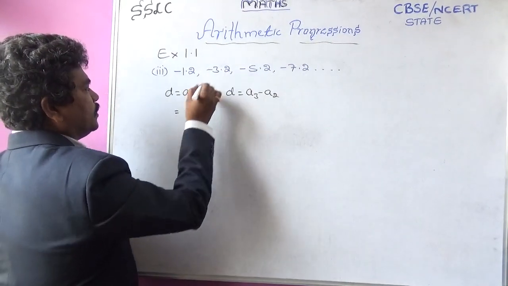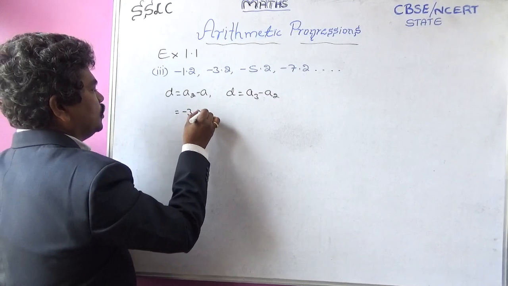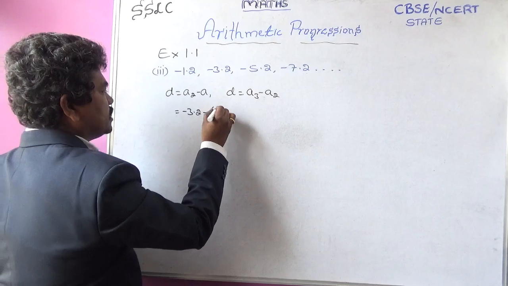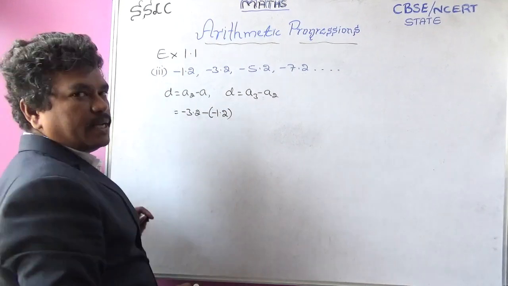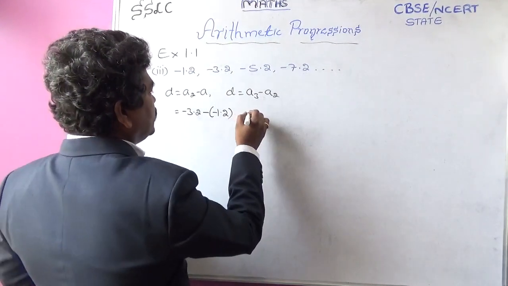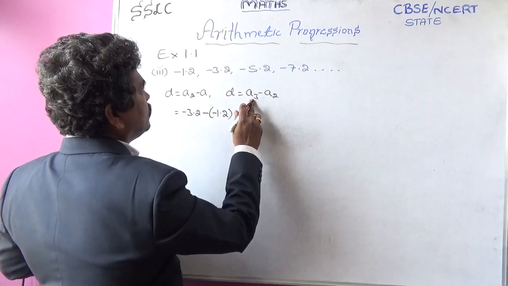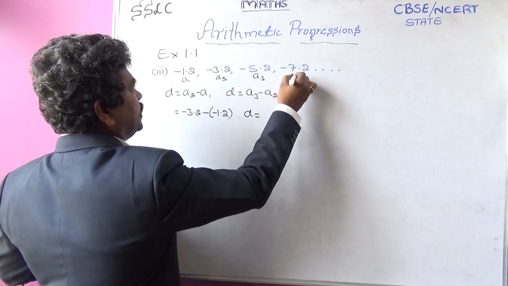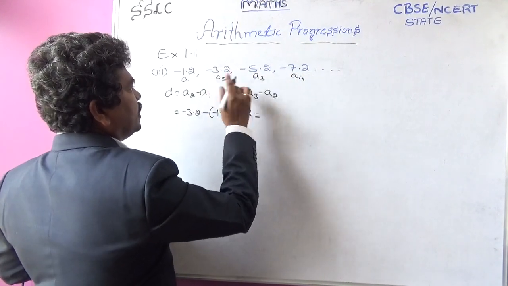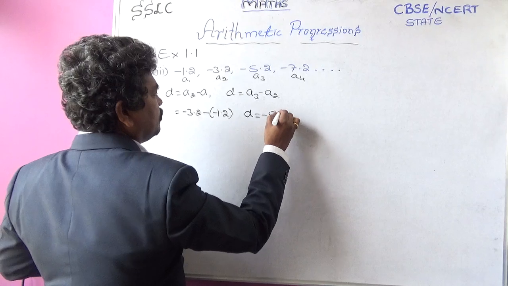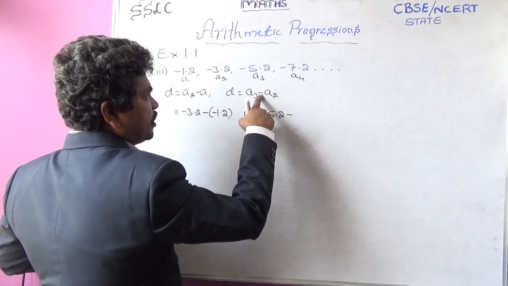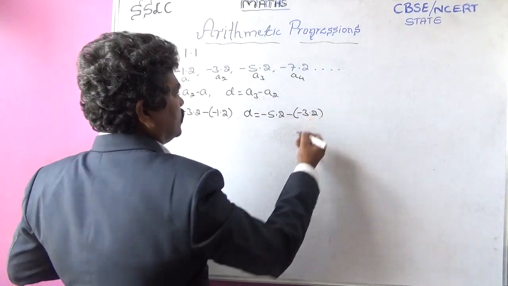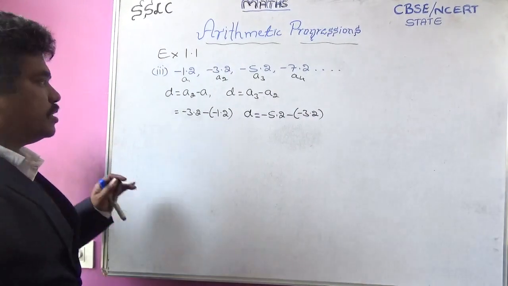So here A2 is minus 3.2. Here it is a minus symbol and it also carries a minus symbol, so you have to write both the minus symbols. Here also, for D you have to write D is equal to A3 minus A2. This is A1, A2, A3, and this is A4. A3 is minus 5.2, with the subtraction symbol minus, and it also carries minus 3.2. So I write like this. Now we have to simplify this one.